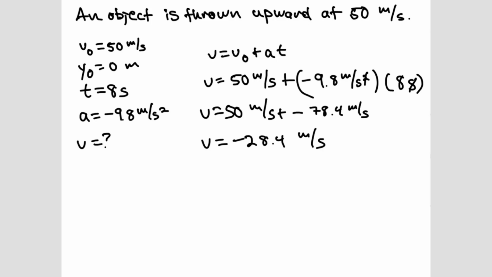So with this, we can say that if this object is thrown upwards at 50 meters per second on Earth's surface, of course, because other planets don't have this downward acceleration of 9.8, then after 8 seconds, it will have a velocity of 28.4 meters per second. But we want to add that key part, it's downwards. That downwards part is indicated by the negative in our answer. Let's move on to the next problem here.